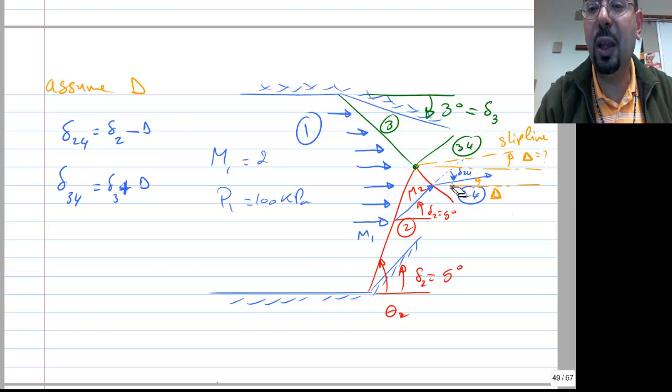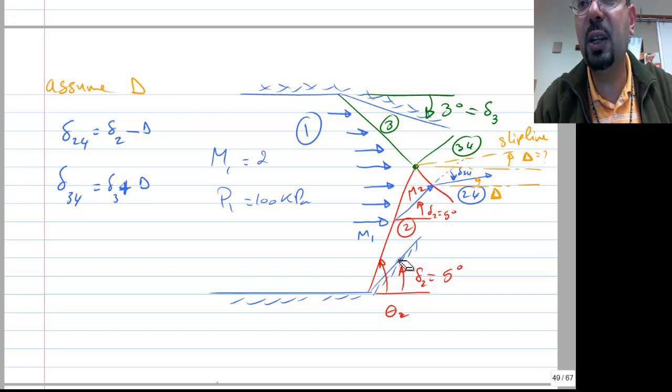Again, we are trying to find out the deflection angle for the second shock. The first shock is straightforward. It's this theta, that's the deflection you need. What happened after this first deflection? The flow is moving up. Everything here is moving up with theta.